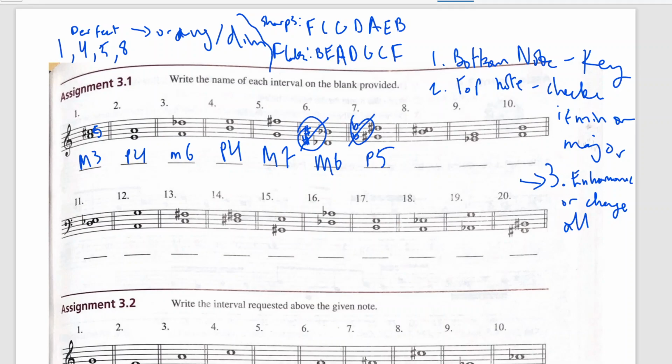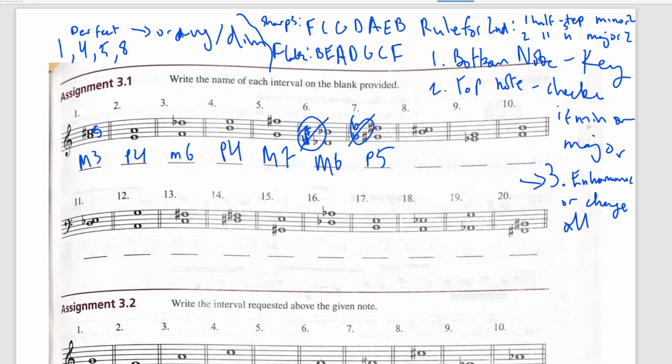There's a separate rule for seconds. If it's 1 half step apart, cool, 1 half step apart is minor 2. If it's 2 half steps apart, it's major 2nd. The reason why is because of music theory, but that's not really important.